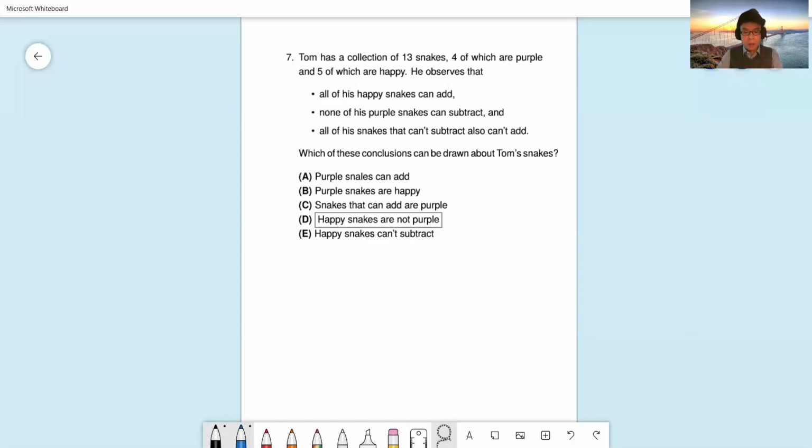Question 7. Tom has a collection of 13 snakes. 4 of them are purple and 5 of them are happy. Some can add, some can subtract. So let me use this circle to denote the set of snakes. The first circle is happy snakes. The statement says that all his happy snakes can add. That means the snakes that can add are a larger group, so I draw a larger circle here. So this is all snakes that can add.